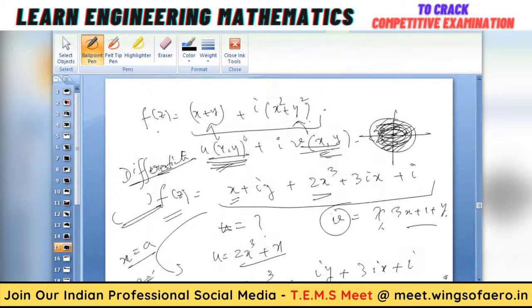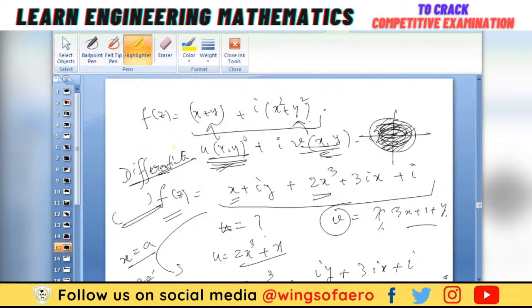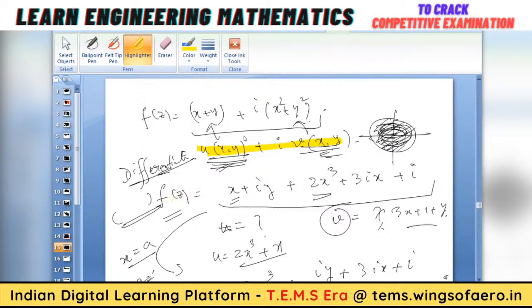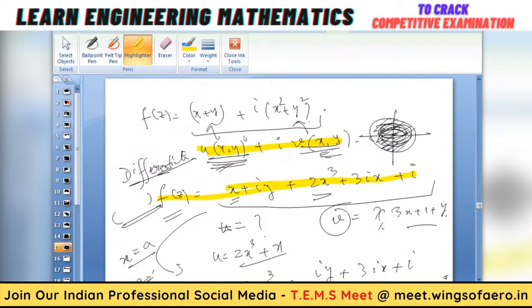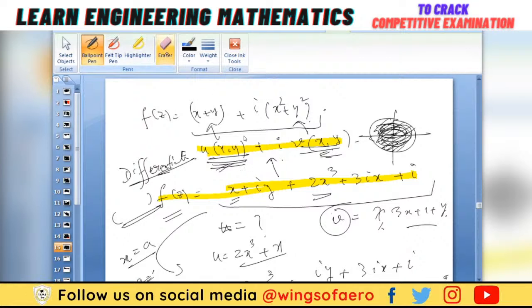A complex function can be represented as u(x,y) plus i into v(x,y). Okay, like this: u(x,y) plus i into v(x,y). The i part is some function. Suppose a function f(z) is given like this, then how can you convert it to this form, u and v? How to find the u and v form? Just separate the i part and separate the non-i part.